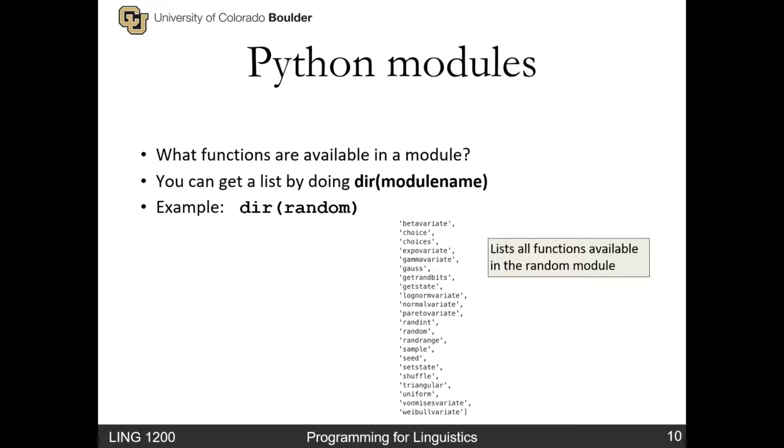So we can see the second one on the list is choice, which we've used. There's also choices. There's one called randint, and one just called random. We've got seed, shuffle, and many others. That's great. Some of these names I don't even know if I could pronounce.